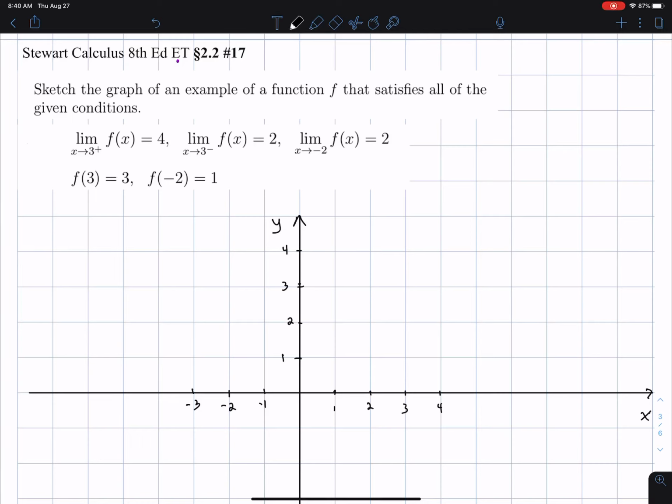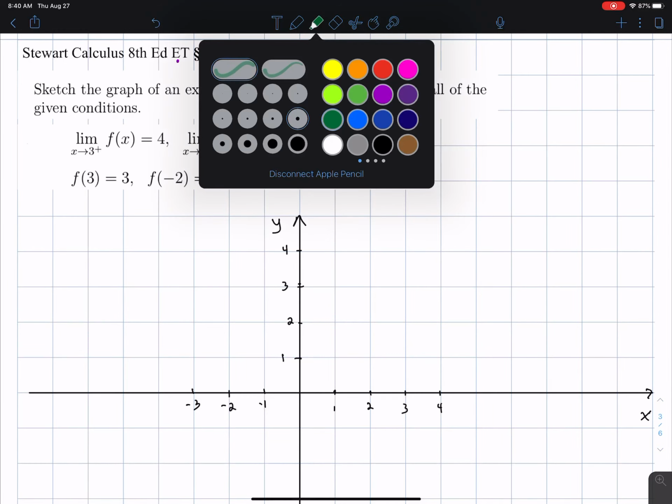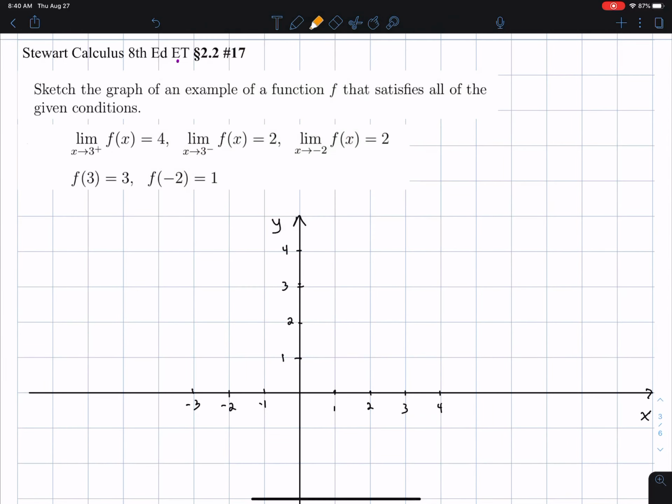Okay, here we are doing a homework problem, Stewart Calculus, 8th edition, Early Transcendentals, 2.2, number 17. On this problem, what we're going to do is sketch the graph of an example of a function f that satisfies all of the given conditions. This is just an example of a function, and your answer might look different from the one shown here. So I'm just going to look at the first two pieces.